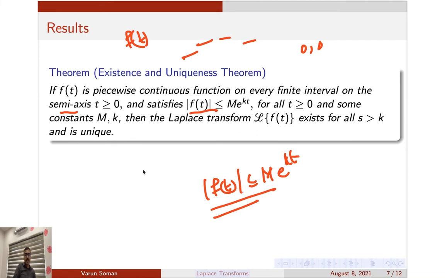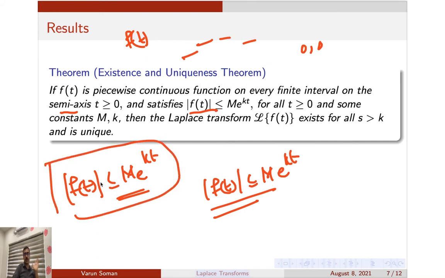So the Laplace transform will exist depending upon a bound: f of t is less than or equal to m into e raised to kt, where m and k are constants. This is just for information purposes only. You don't need to go into the detail about this because it's beyond the scope of your syllabus. They can ask you to state the existence and uniqueness theorem. They haven't asked it yet, but still they can. So just try to know this definition. Only remember to write this bound here. The rest you can write in your own words.